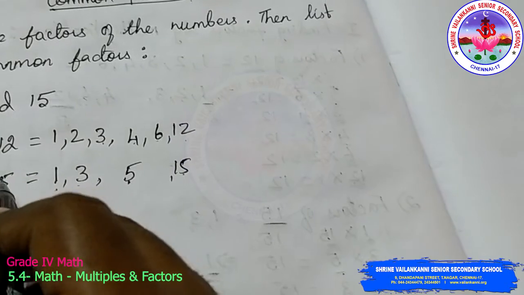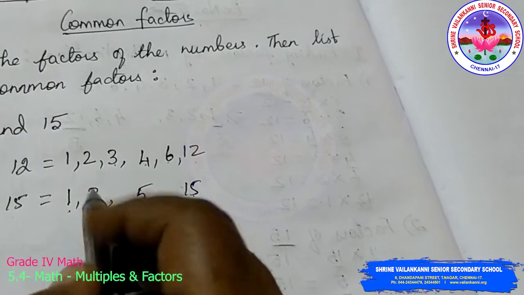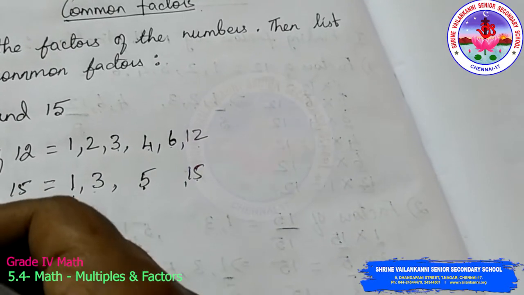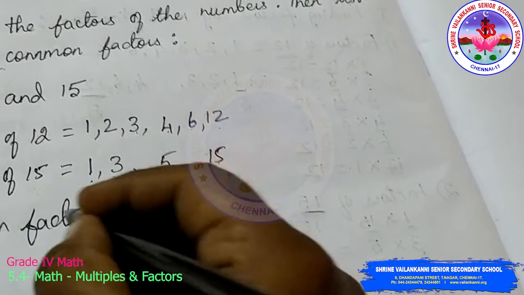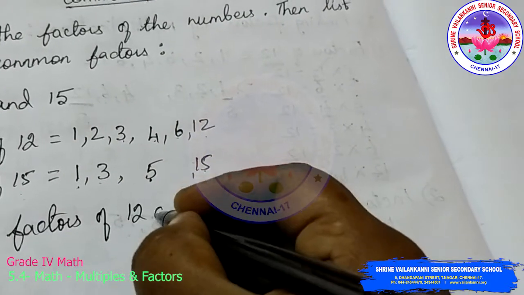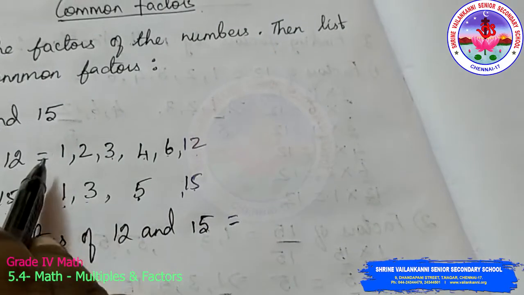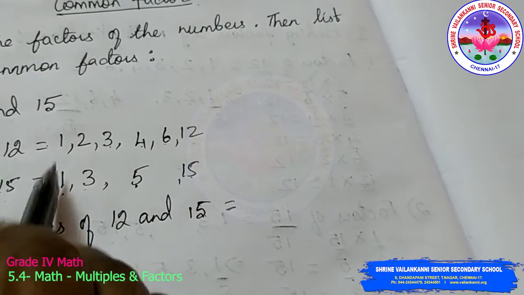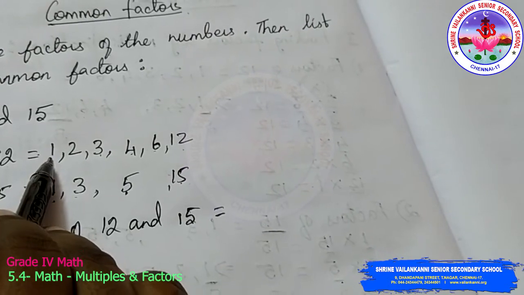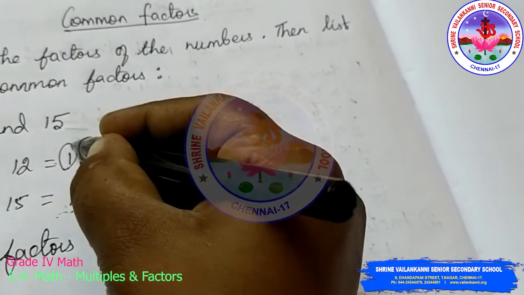Now, after finding the factors for each number, 12 and 15, separately, we are going to find the common factors of the numbers 12 and 15. So now I am going to compare the factors of 12 and the factors of 15. Which is the common number here? Common factor 1. Circle it.